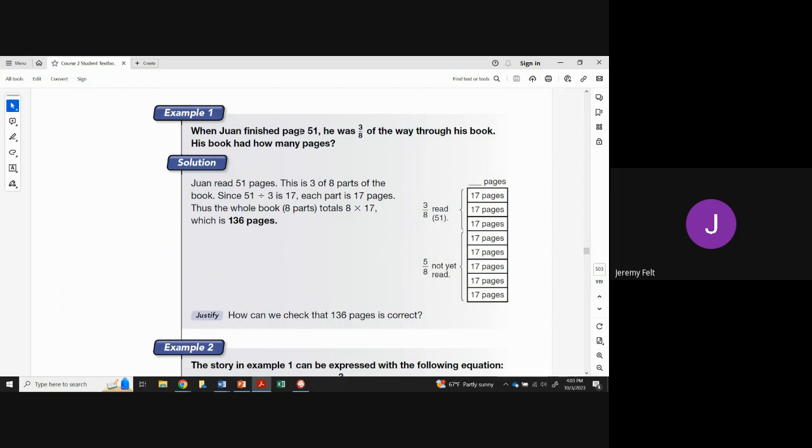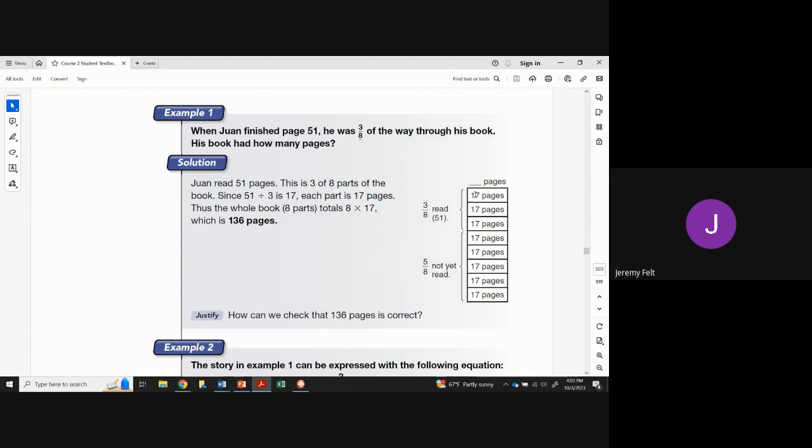So when Juan finished page 51, he used 3/8. Okay, so we know we're going to have 8 groups: 1, 2, 3, 4, 5, 6, 7, 8. Okay, 3 of the 8s was 51. So 51 divided by 3 is 17. That tells us we have 8 groups and there's 17 pages in each group.